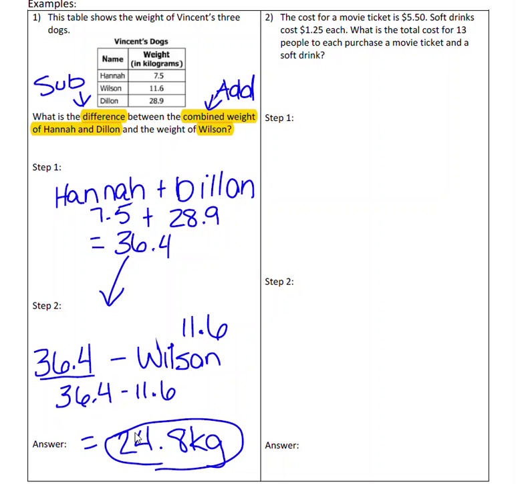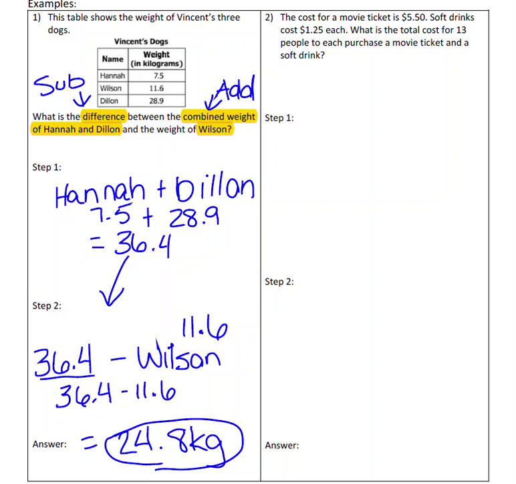We're going to do the same exact thing. Let's read the problem first. Let's have out our highlighter. Read the problem. Look at the keywords. So it says the cost for a movie ticket is $5.50. Soft drinks cost $1.25 each. What is the total cost for 13 people to each purchase a movie ticket and a soft drink?